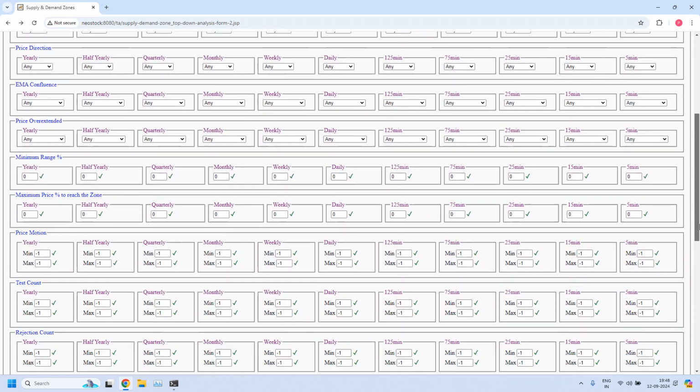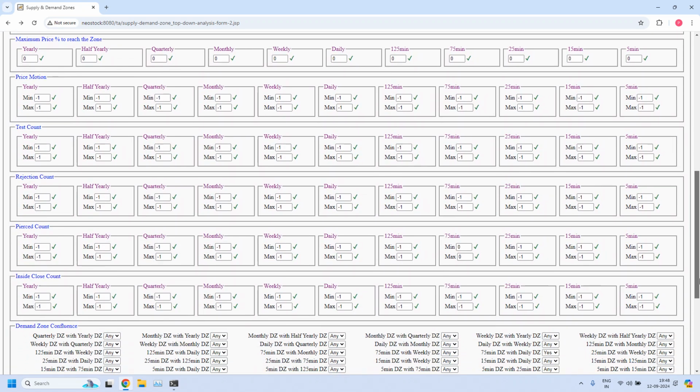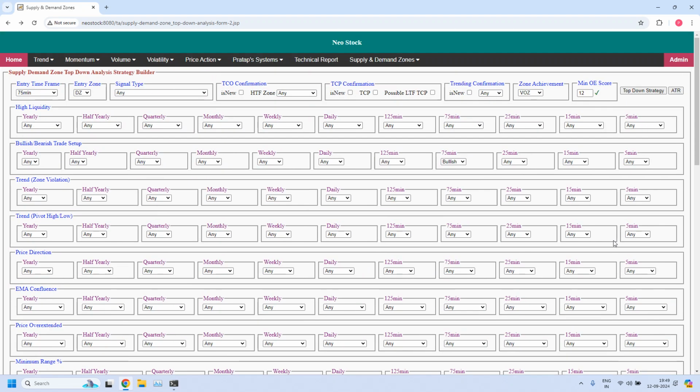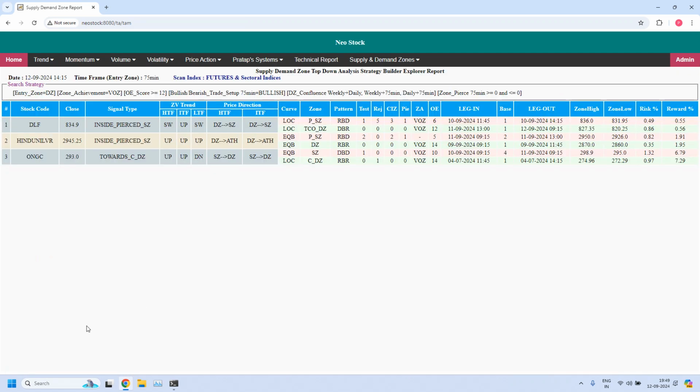Now let's verify the LTF, ITF, HTF zone confluence. Already we selected 75 minutes demand zone with daily demand zone. Next, 75 minutes demand zone with weekly demand zone I am enabling. And daily demand zone with weekly demand zone also I am enabling. Now it supports LTF, ITF, HTF confluence. Let's verify. We got 3 stocks.